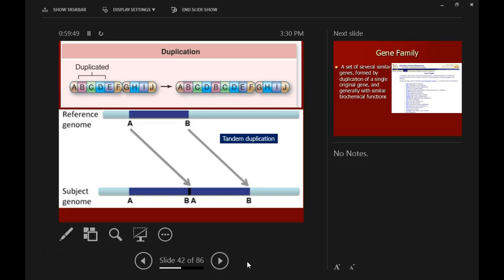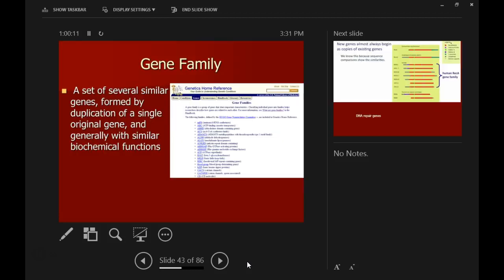So what you would expect is if you have duplications over time, to start to see genes that look very similar to each other, that look like they're related to each other. In fact, we find them all over the place. We call them gene families. And let me show you what we mean by a gene family. These gene families are pretty cool.